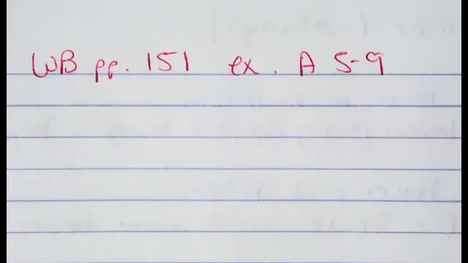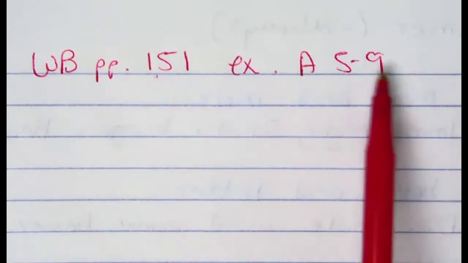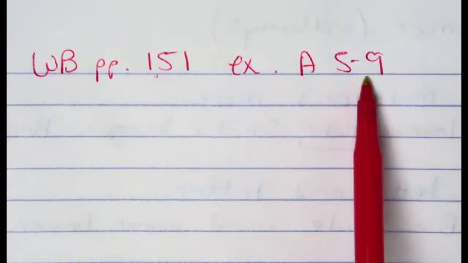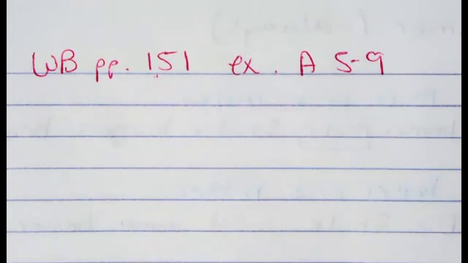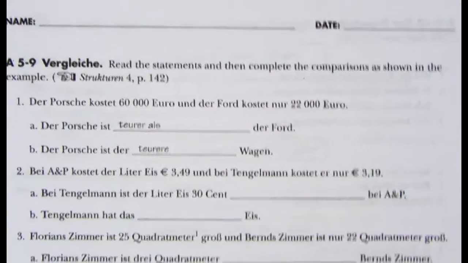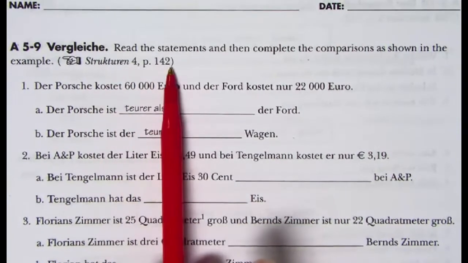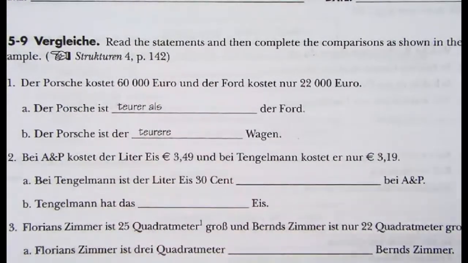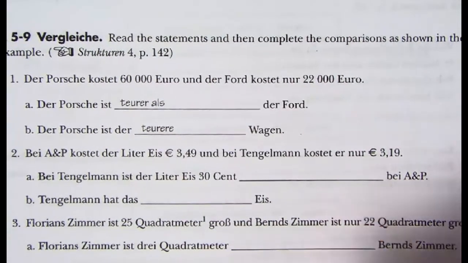All right, in order to practice this, I want you guys to flip to page 151 in your spiral and complete exercise 5-9. It is called Vergleiche or comparisons. I'm going to show you what it looks like. So this is that page, making comparisons. Of course, it's telling you where to flip back to in the front of that chapter in case you need some additional help. You can also use your notes that you just took during the video.